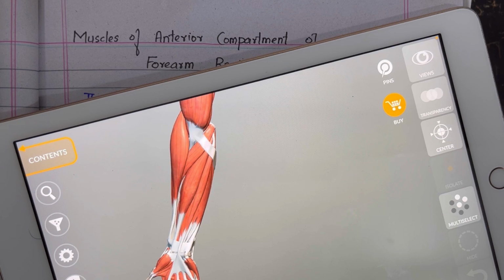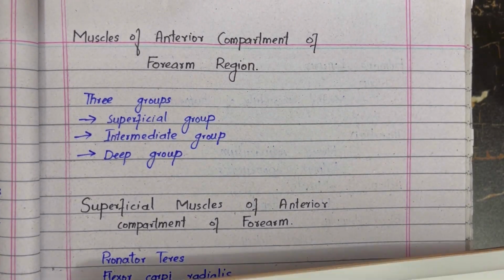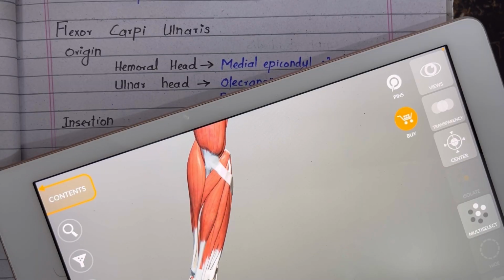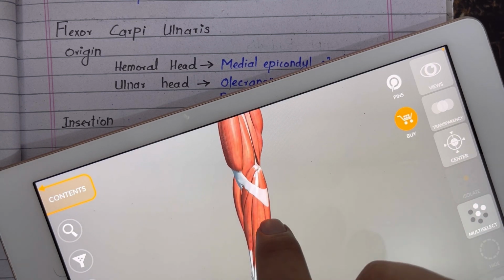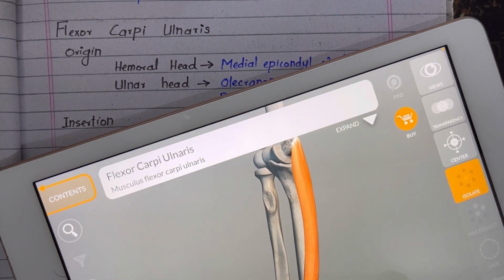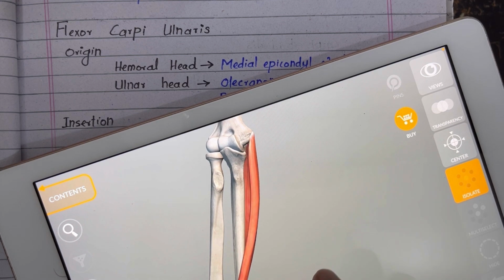The muscles of the superficial layer are the pronator teres muscle, flexor carpi radialis muscle, palmaris longus muscle, and the flexor carpi ulnaris muscle. Students, first we will discuss the flexor carpi ulnaris muscle, which is one of the muscles of the superficial group of the anterior compartment of the forearm region. So this is the flexor carpi ulnaris muscle.